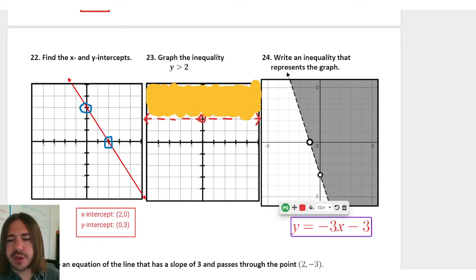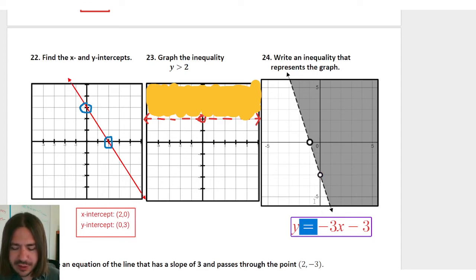But this is supposed to be an inequality, right? We're not just writing the equation of this line. We want to write an inequality so that everything in the shaded region would be a solution to that inequality. So really the only thing to do here is recognize that, number one, this is a dotted line. So we're not going to include the points on the line in our solution set. So it's not going to be equal to. But since it's shading up, meaning if you pick any point on this line, the shaded region is above it rather than below it, then this should be greater than. So here's our inequality. That's it.